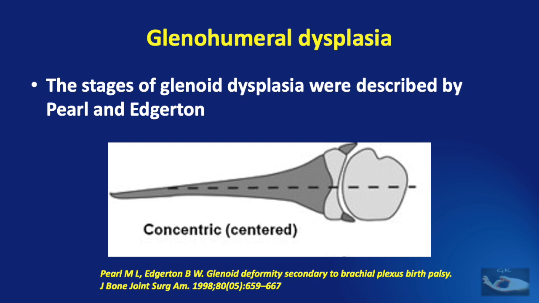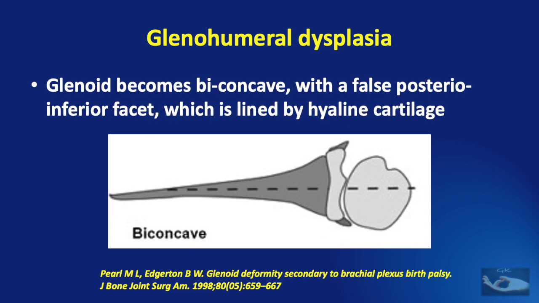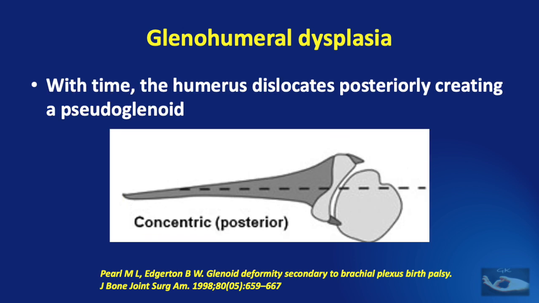The normal glenohumeral joint is concentric, or the humeral head is centered on the glenoid cavity. When there is an internal rotation muscle imbalance, progressive flattening and retroversion of the humeral head occurs and the glenoid becomes flattened. The glenoid then gradually becomes biconcave, with the humeral head articulating with the posterior of the two concavities which were in the same plane. With time, the humerus dislocates posteriorly, creating a pseudoglenoid.